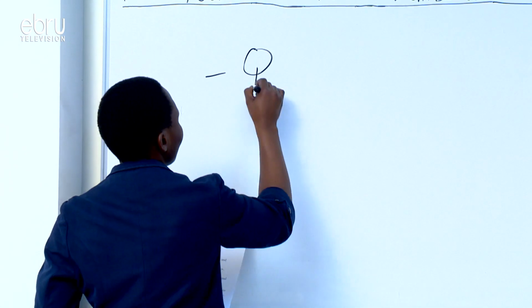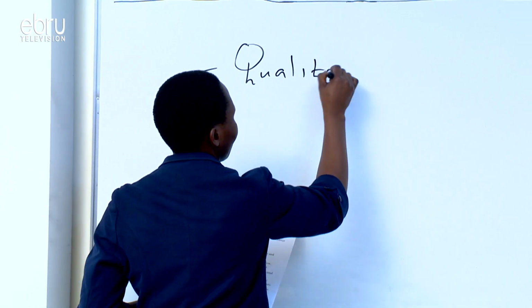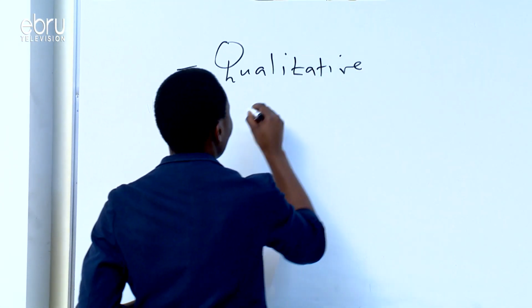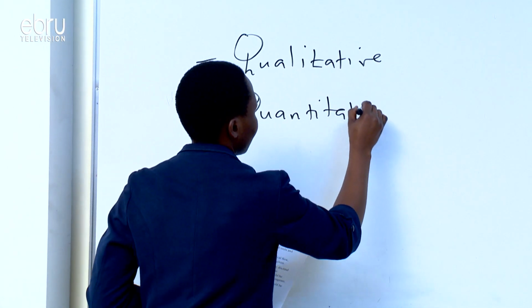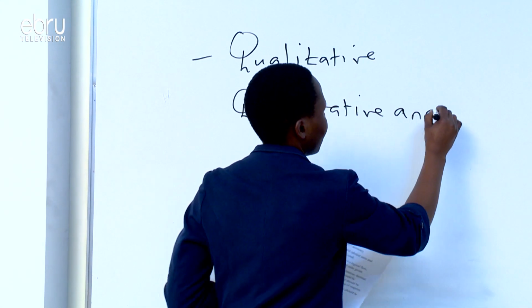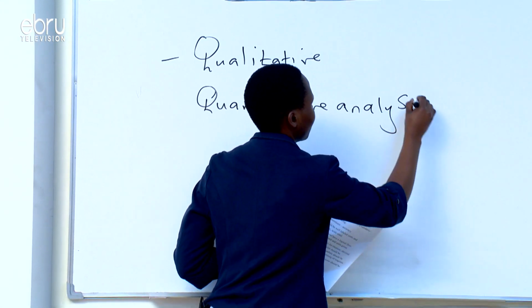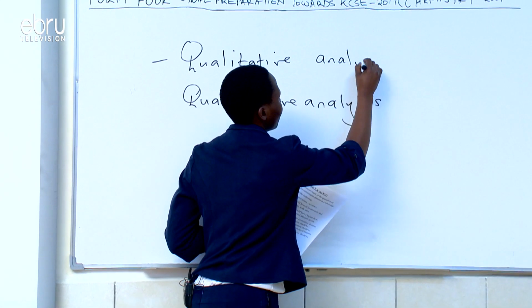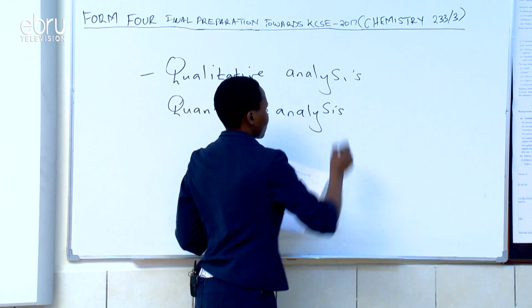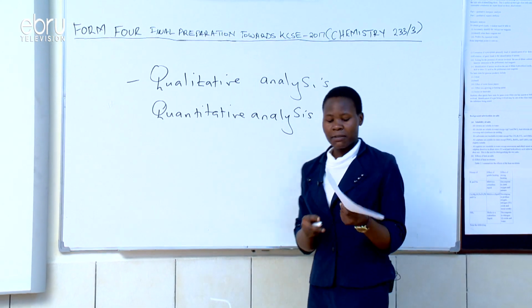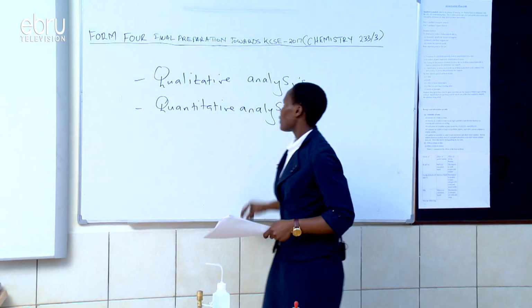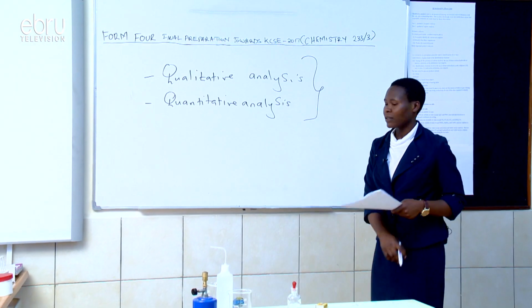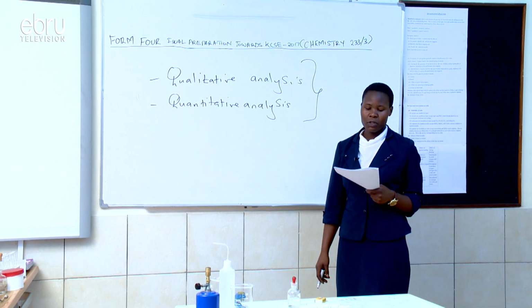and quantitative analysis. So we have qualitative and quantitative analysis. Now, these are the main areas that are focused on in chemistry paper 3.